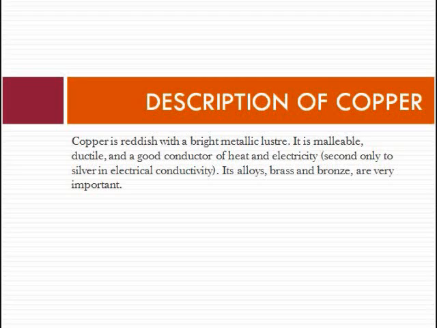Chapter 4 is about the description of copper. Copper is reddish with a bright metallic luster. It is malleable, ductile, and a good conductor of heat and electricity. It's second only to silver in electrical conductivity. Its alloys, brass and bronze, are very important.